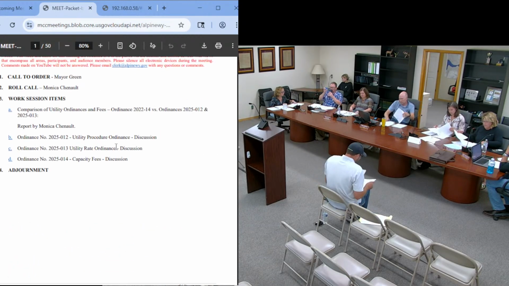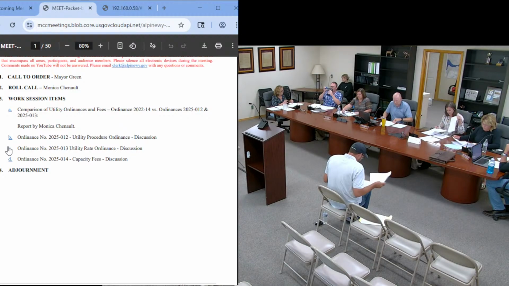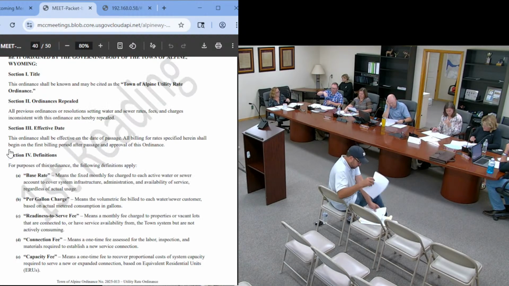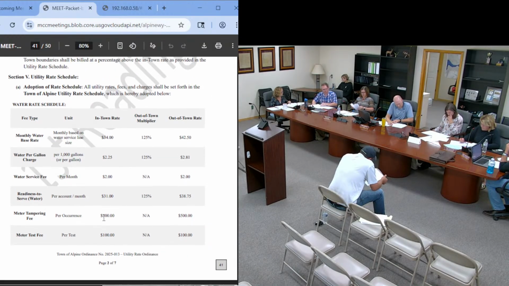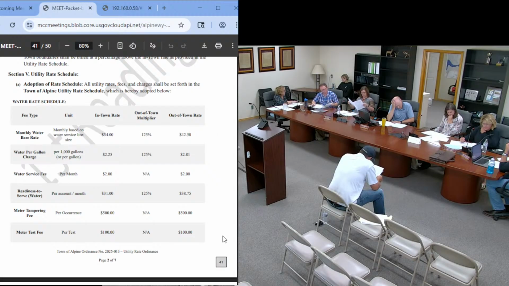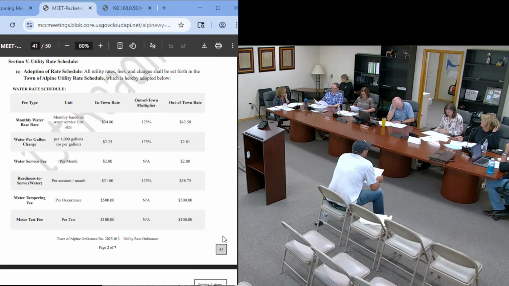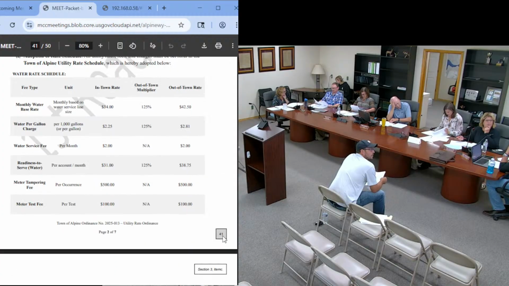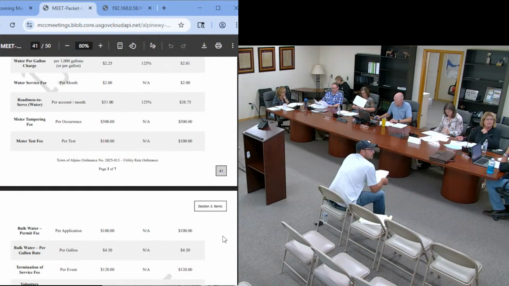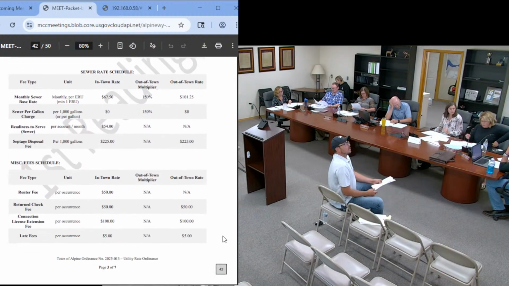Okay, 2025-013. I already went through it today, but I had a couple of questions on the water rate schedule, pages 2, 3, and 4. For me, I think the biggest thing is connection fees. The one for single-family homes seems pretty aggressive, going to 9,800. That's the capacity fee, sorry, not the connection fee. That's totally different.